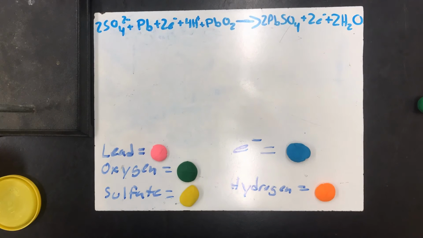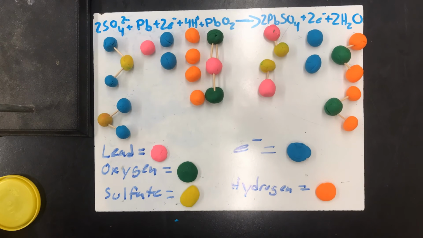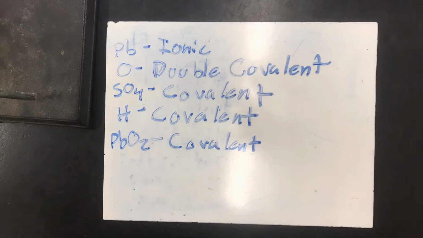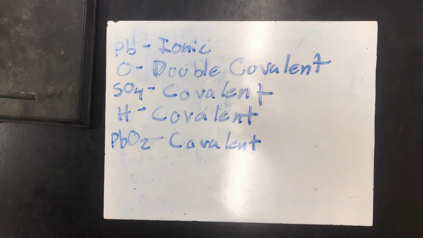Now, once you add those 2 equations together, you can see that they are both balanced on each side. Going back to the unbalanced equation, we can clearly see that it does not work. But when we balance the equation, both sides were equal. These are the types of bonds in the reaction. Lead is ionic, oxygen is double covalent, sulfate is covalent, hydrogen is covalent, and lead dioxide is covalent.